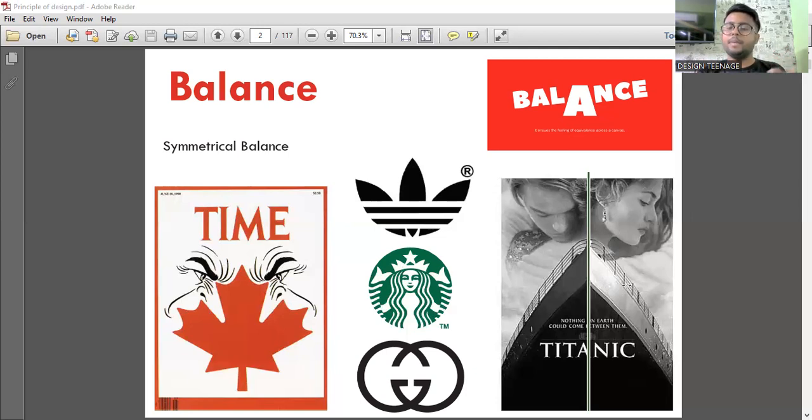So over here, for example, see this particular logo in Titanic. It is not a mirror image, but the balance is similar. How can you tell me how the balance could have been different from symmetrical balance? How could we have made this Titanic poster an asymmetrical balance? Any idea?